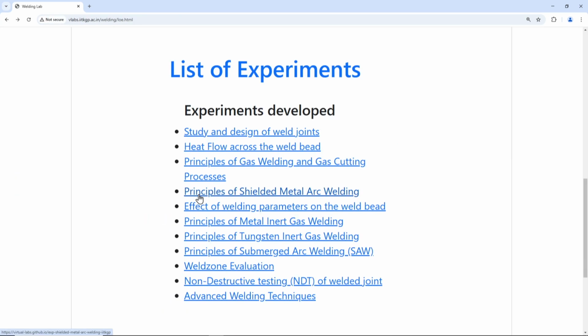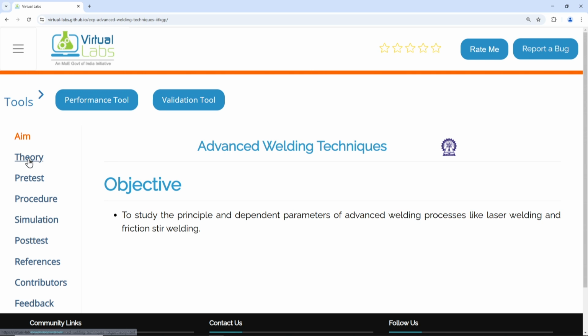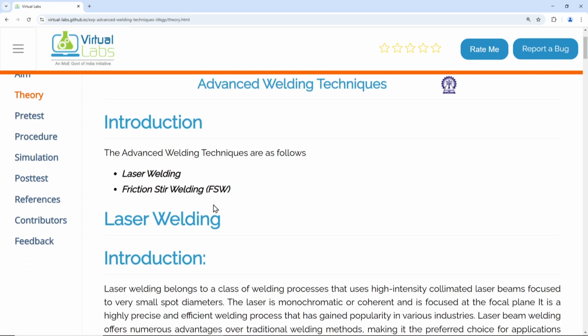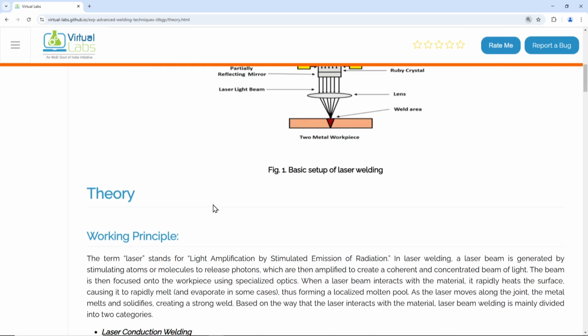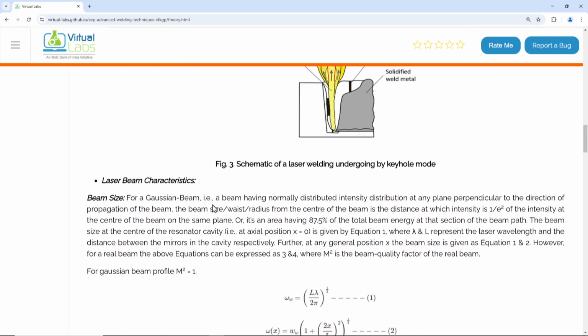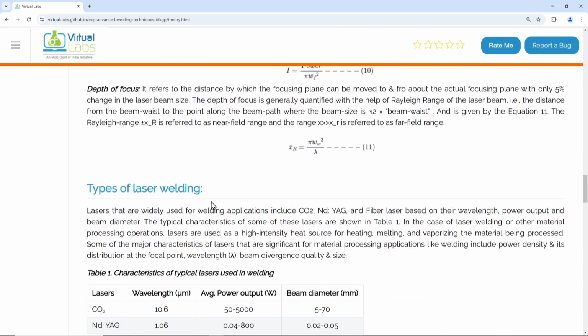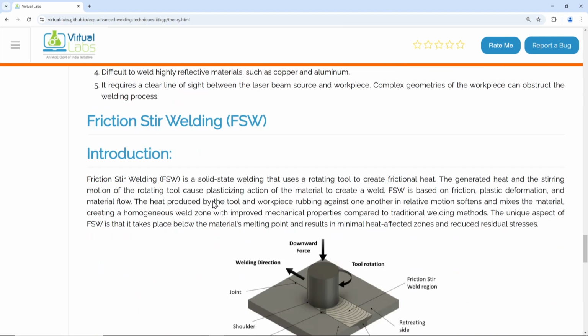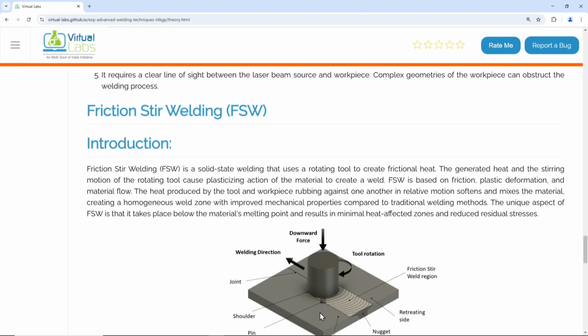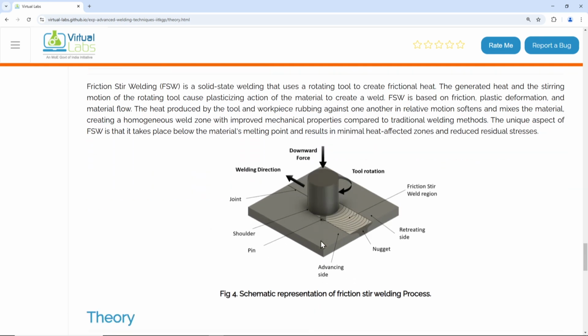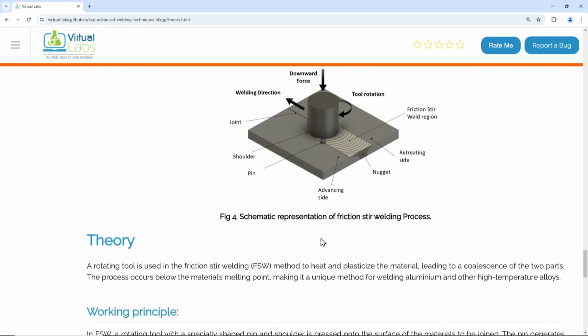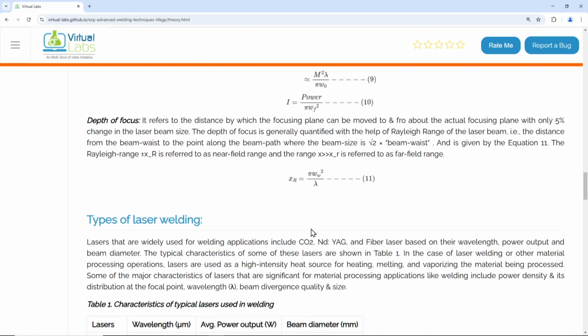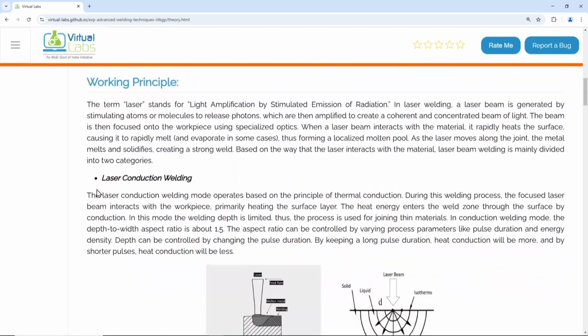I will just try to pick here advanced welding techniques. Just walk through the different techniques which are given here. In the theory, we have been given laser welding. The principle of laser welding is given. Then we have been given the friction stir welding, using a fixed stir tool the welding is done here. And we have the pre-test and post-test questions for them.